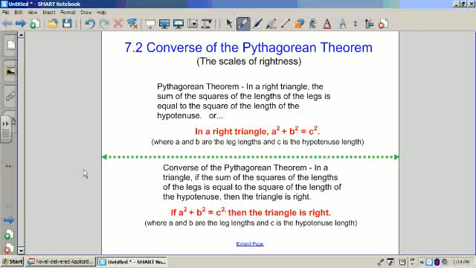Remember that the Pythagorean theorem states that in a right triangle, the sum of the squares of the legs is equal to the square of the length of the hypotenuse. Another way to write that is a squared plus b squared equals c squared.